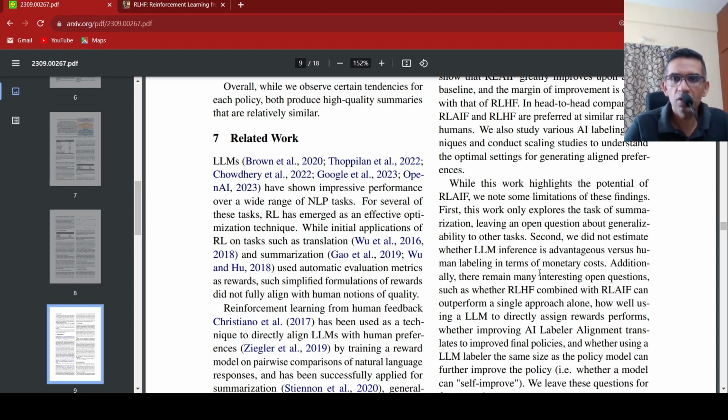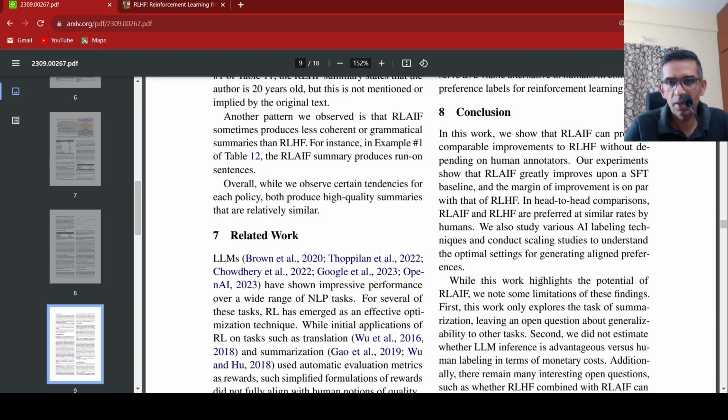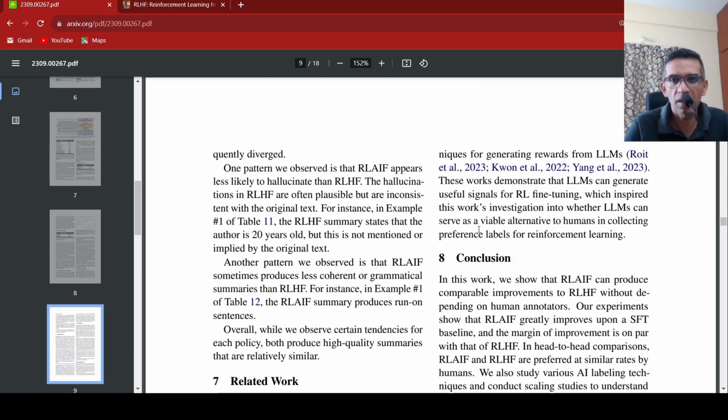Additionally, there are interesting questions like what if you combine RLHF with RLAIF? Okay, so use one round of RLHF and then improve the results with RLAIF. Right, those kinds of combinations are something which they have not tried out. Okay, so yeah, those are some interesting conclusions. So what they're saying is for this task of text summarization, RLAIF is comparable to RLHF, they are preferred at similar rates by humans. So that is what they are saying over here.